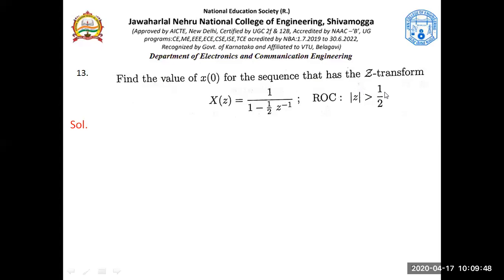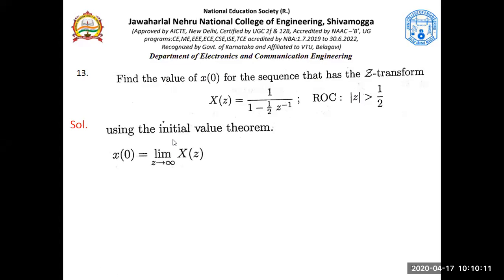Now, seeing this, we can say x of n is a positive time sequence. And if it is a positive time sequence, it is also called a causal sequence. So since a causal sequence is given, the initial value theorem can be used. What does the initial value theorem tell us? It clearly tells us that if x of n is a causal sequence or right-sided sequence, we can find the initial value x of 0 by applying limit z tending to infinity to X of z. This is what the initial value theorem is telling us.